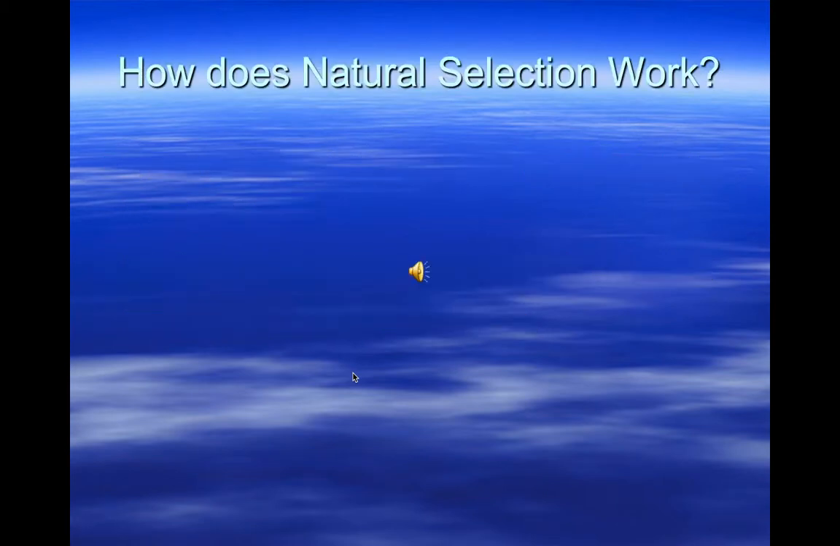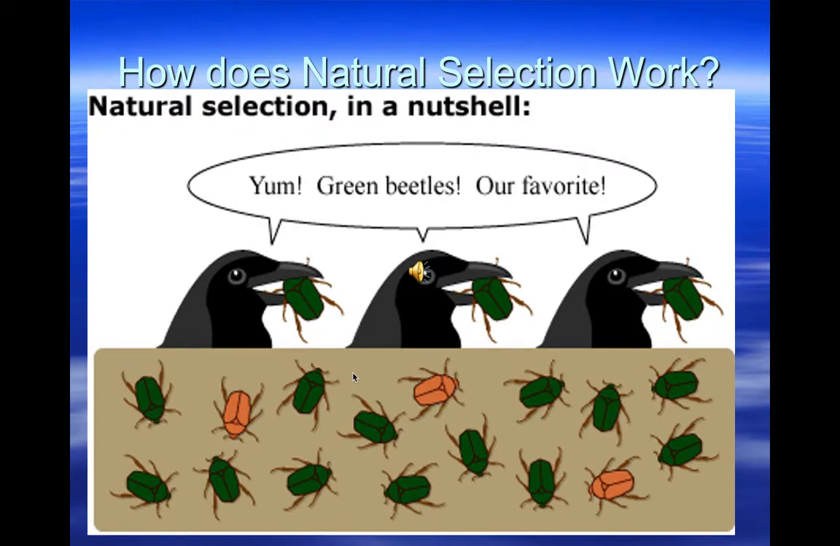And how does natural selection work? Here's an easy example. You have a population of beetles that lives in a given area, and these are the predators of those beetles. These birds are eating them. And for some reason, they prefer the green color. Now you'll notice that there's some variation, or differences, in their traits. Some are green and some are orange.